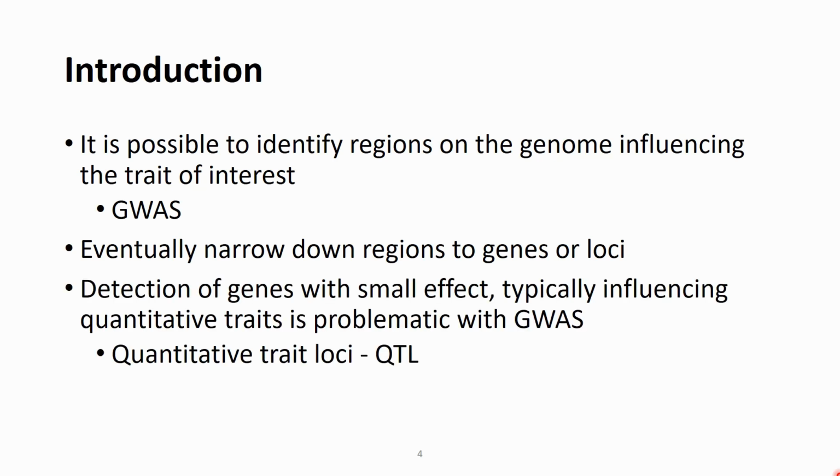One difficulty, however, is to detect genes that have a really small effect. And actually, these are the ones that we are mostly interested in when we want to improve the traits, especially the production traits of the animals. So ultimately, we are after identifying these locations, these quantitative trait loci, or QTL in short.